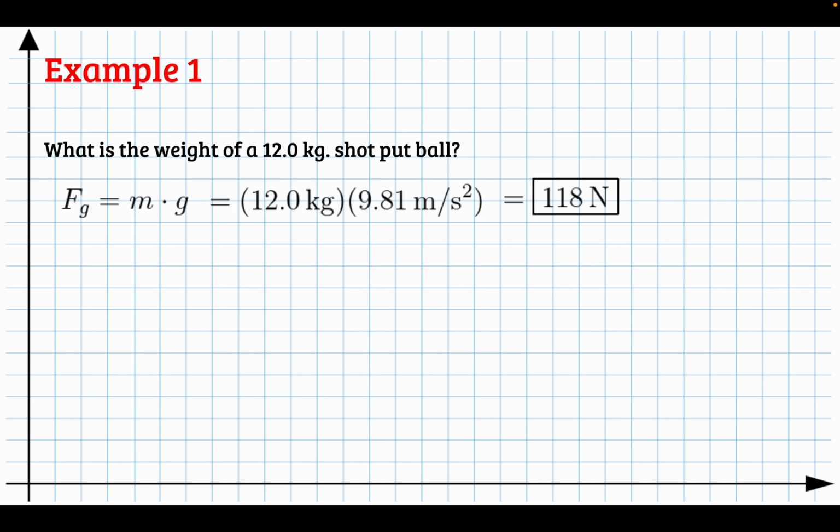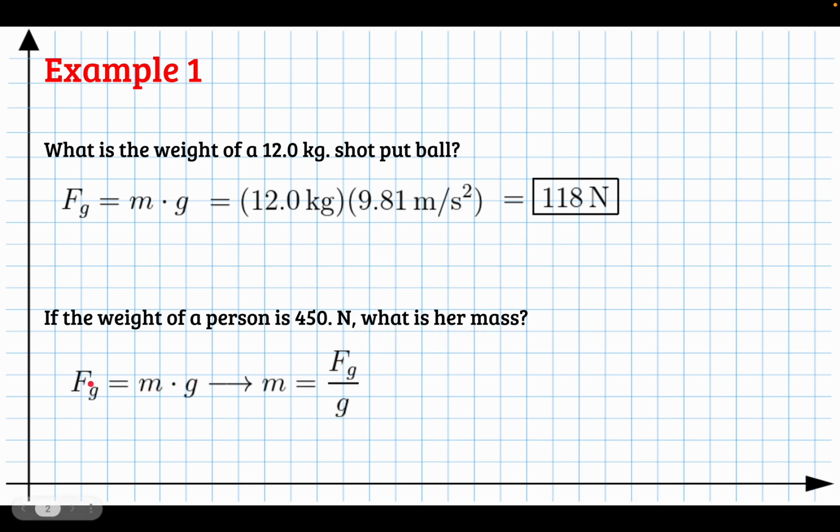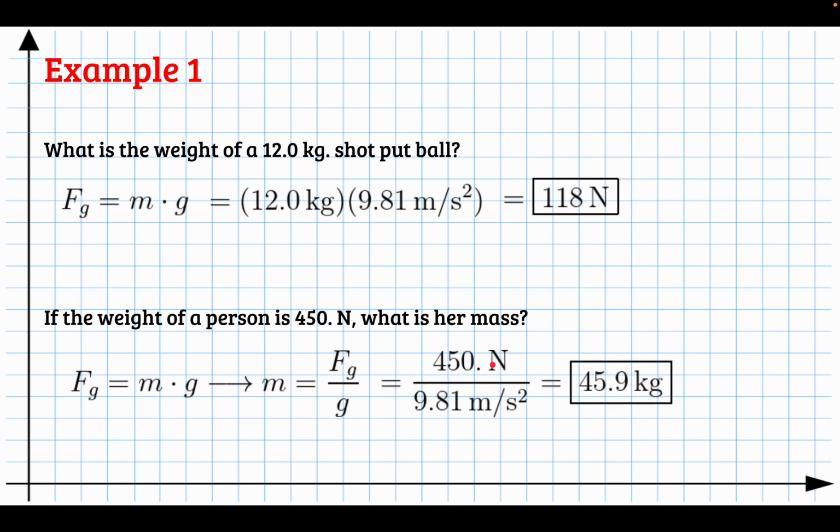Okay? Also, because of this relationship, if you know the weight, you can find the mass. So if the weight is 450 newtons, you can find the mass of the person. So if F of g, the weight, equals m times g, and you want to find the mass, you divide both sides by g. Therefore, the mass will be the weight divided by g. In this case, that's 450 newtons divided by 9.81 meters per second squared, and you get 45.9 kilograms. So sometimes when you're solving a problem, you might think you don't have quite enough information. But if you know the mass, you can find the weight.